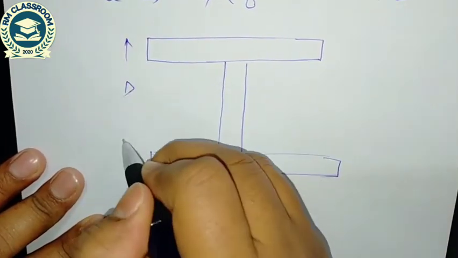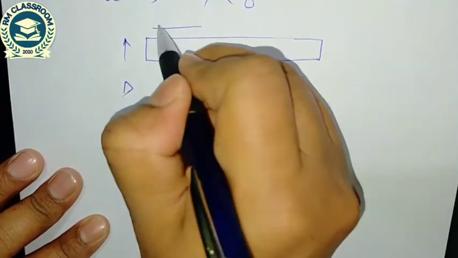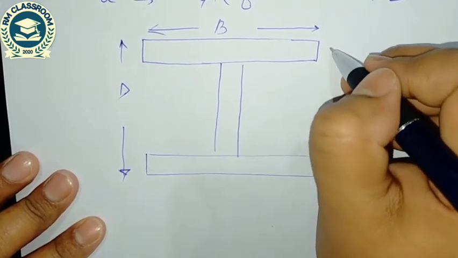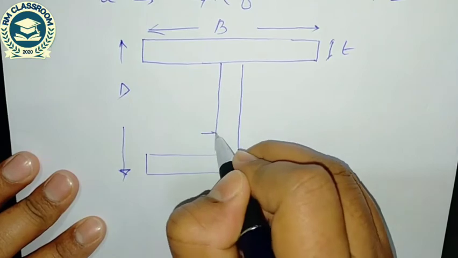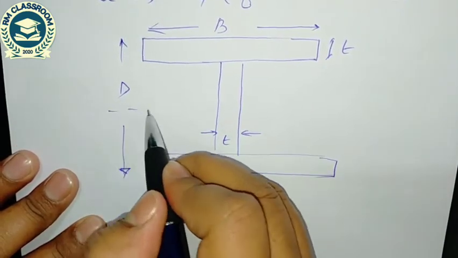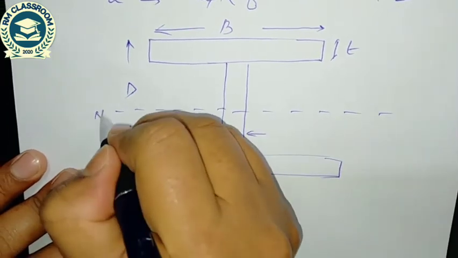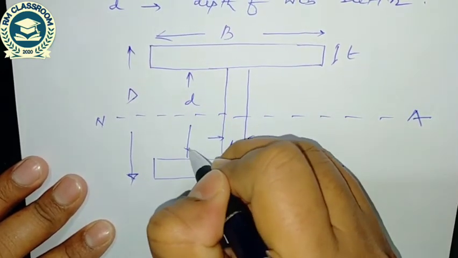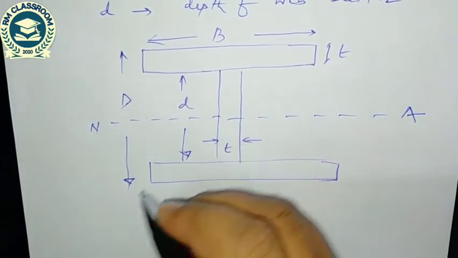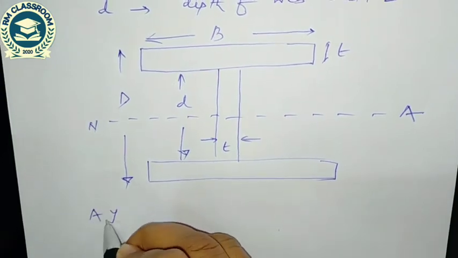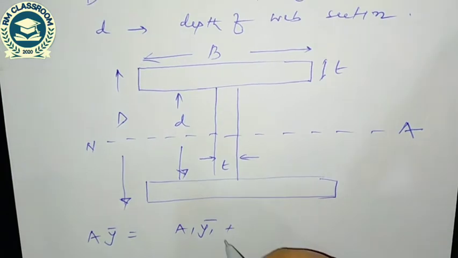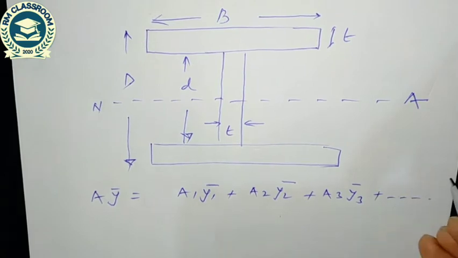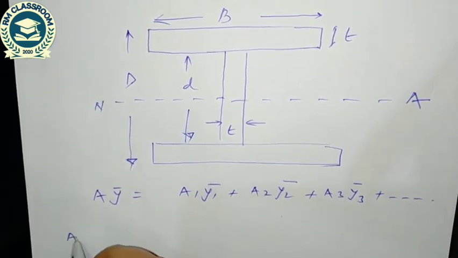I have taken this overall depth, capital D, flange width is B, and flange thickness is T, and this is also T, which I have assumed, and this is the neutral axis, and this is small d. So we know AY bar is equal to A1 Y1 bar plus A2 Y2 bar plus A3 Y3 bar and so on and so forth. So AY bar can be computed as follows.